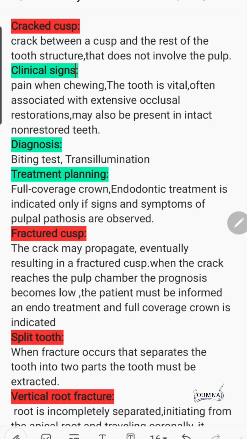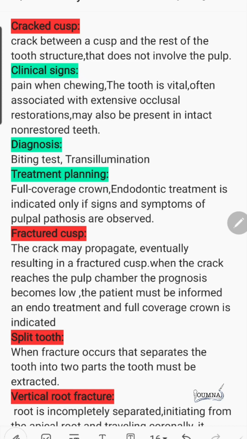Cusp crack: a crack between the cusp and the rest of the tooth structure that does not involve the pulp. The clinical signs: pain when chewing. The tooth is vital, often associated with extensive occlusal restoration, but may also be present in intact, non-restored teeth. The diagnosis: biting test, illumination. The treatment planning: full coverage crown. Endodontic treatment is indicated only if signs and symptoms of pulp pathosis are observed.